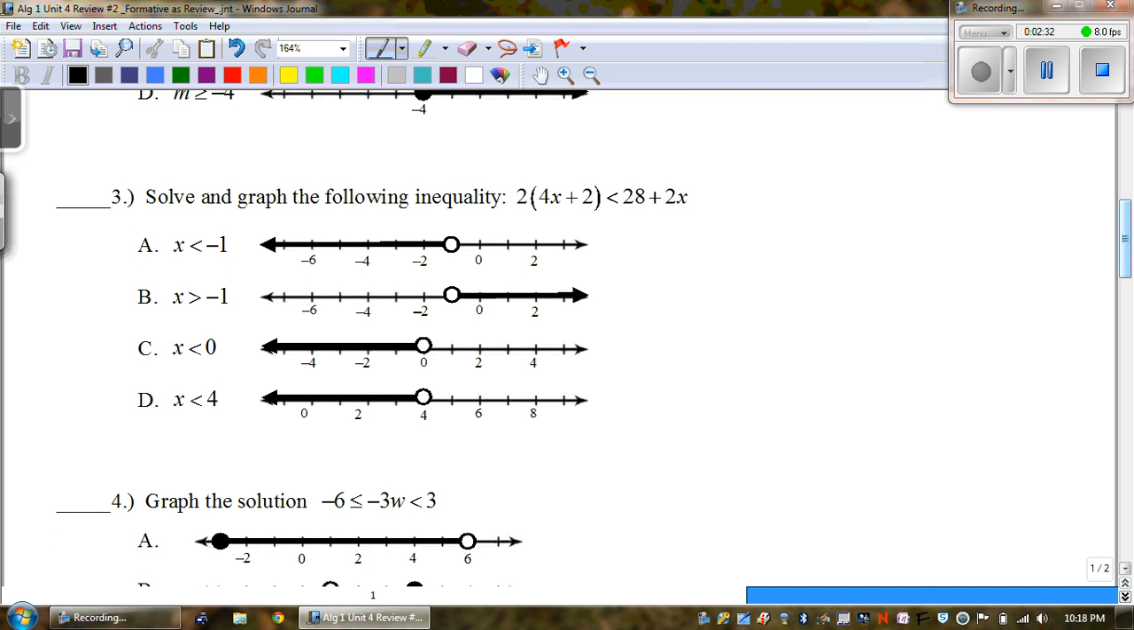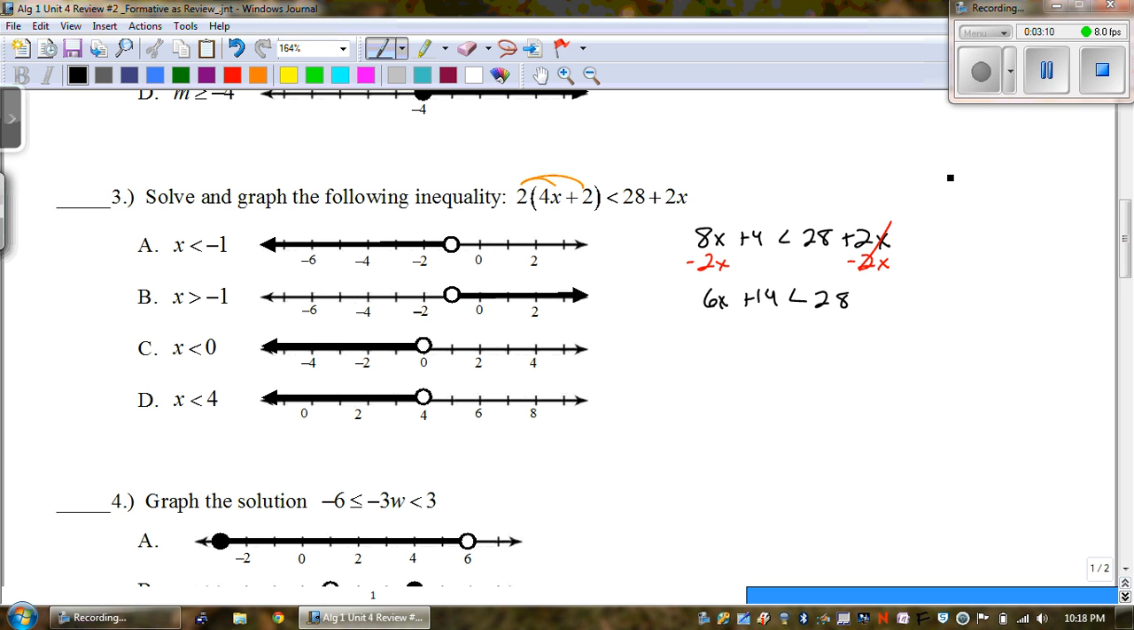All right, so number 3 says to solve and graph the following inequality. Now, before I rewrite it to the right, I'm going to distribute first. So I got 2 times 4x is 8x, 2 times 2 is 4, is less than 28 plus 2x. We have variables on both sides, so the first thing I'm going to do is subtract 2x to the other side. 8 minus 2 is 6x, plus 14 is less than 28.